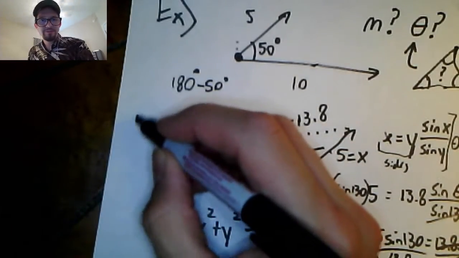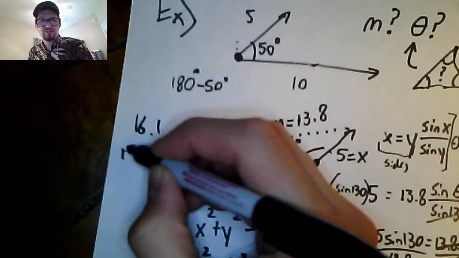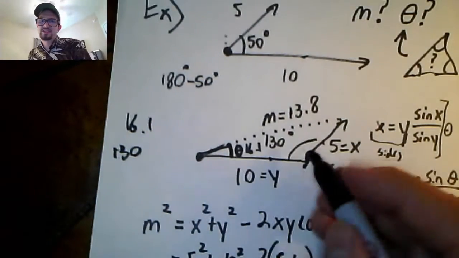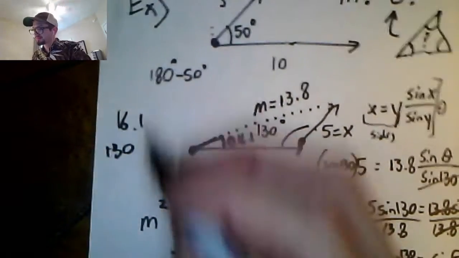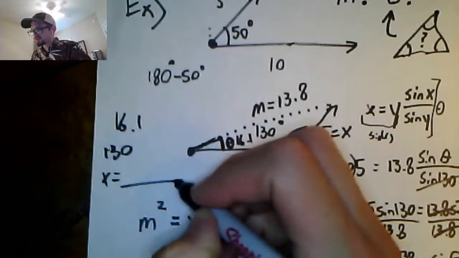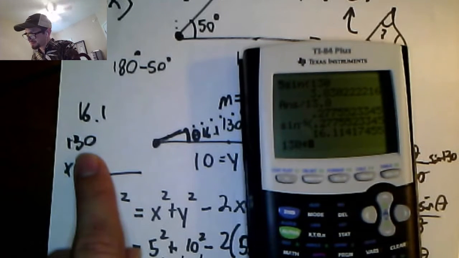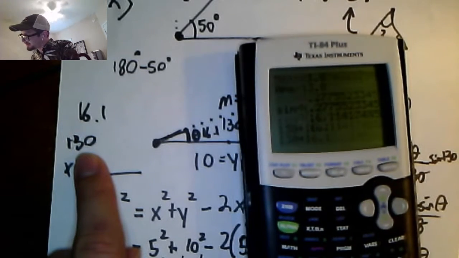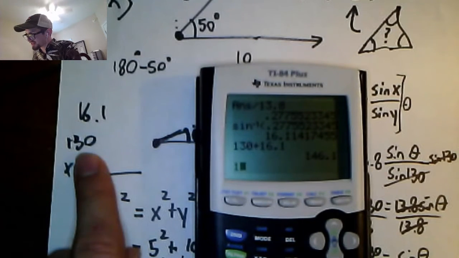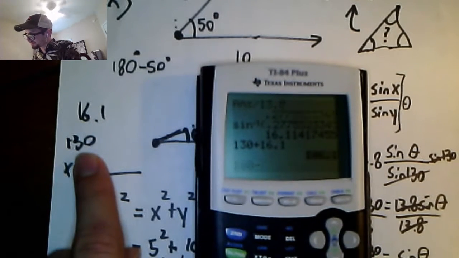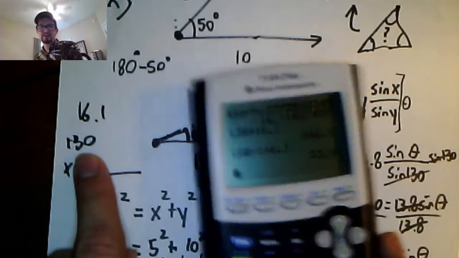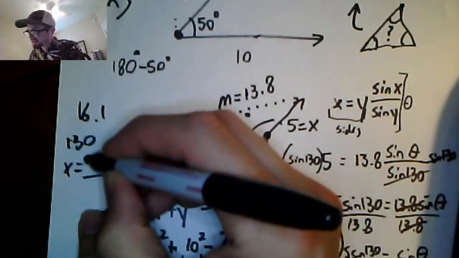That's a small angle. So now I have 16.1, I have 130, and I have this third angle, which I don't know. So what is my third angle? How do I find that? Well, all these angles have to add up to be 180, so I could say 130 plus 16.1 is 146.1. I could subtract that from 180 and get 33.9. So my third angle is 33.9.